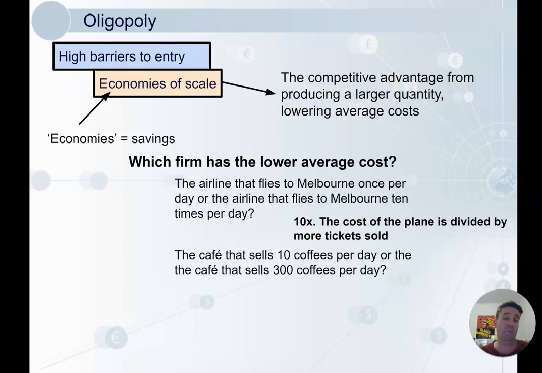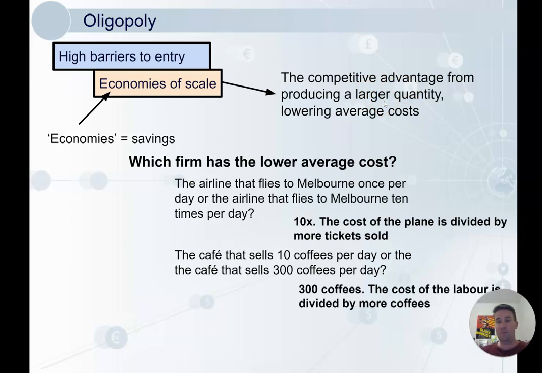The cafe that sells 10 coffees per day, do they have lower costs than the cafe that sells 300 coffees per day? So average cost of a coffee here is spread by the number of coffees. So you've got the barista there, that you're paying them $25 an hour. If they work for 10 hours, only sell 10 coffees, the cost of that coffee is at least $25 an hour. But here, when they're busy, when they're producing a lot, the cost of that labor is divided by more coffees. So they have a lower average cost.